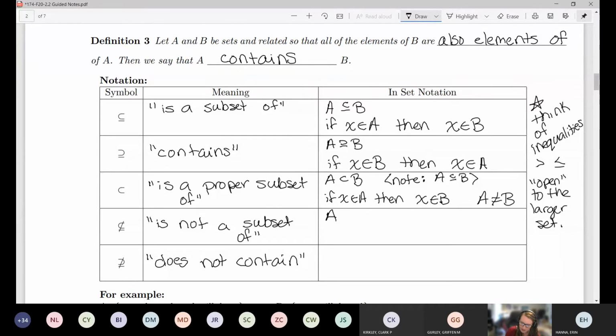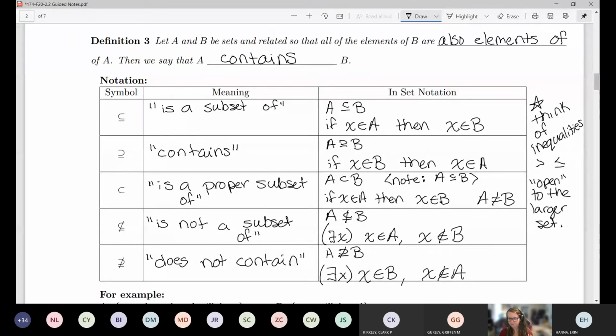So essentially, if A is not a subset of B, I should say there exists an X. That hasn't gone away, technically. There exists an X such that X is in A, but X is not in B. There might be some overlap between the two. There might be some elements of A that are in B, but there's at least one that's not. And the same idea goes in the opposite direction: there exists some X such that X is in B, but X is not in A. So these are essentially symbols to allow us to compare sets.